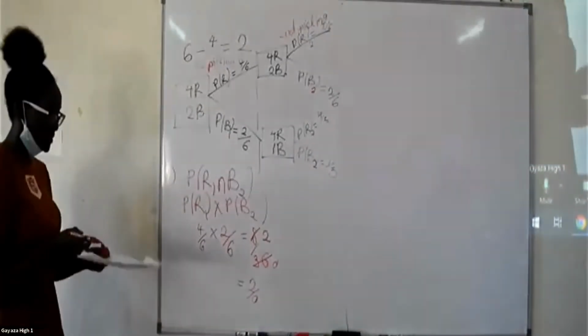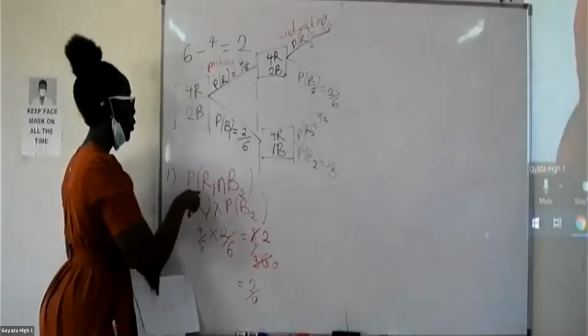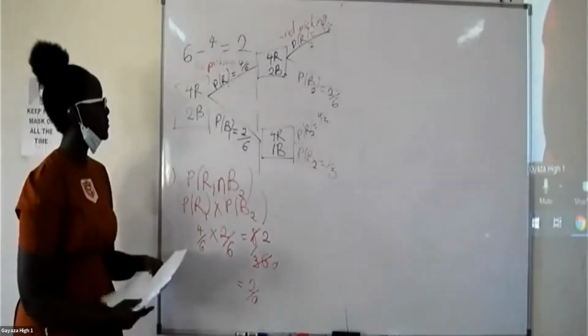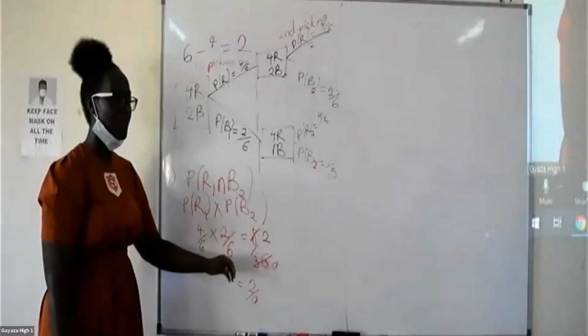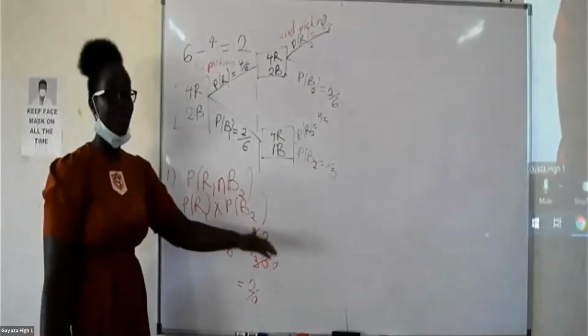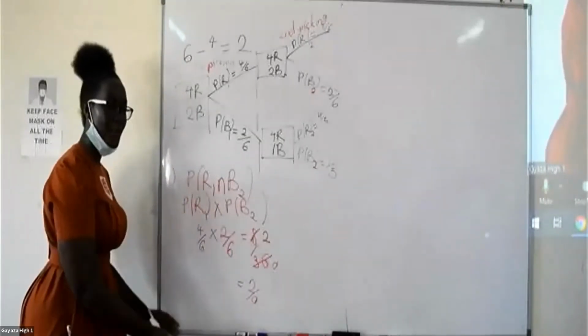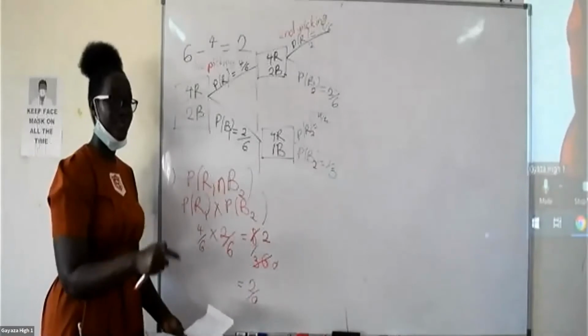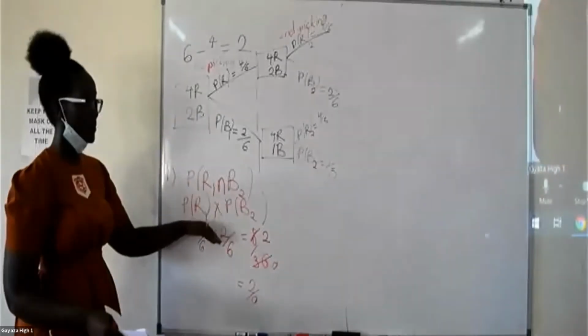And a question sometimes comes in and says, why do we multiply and not add? This is because they talked about 2 balls, meaning a red ball and a blue ball. When they say either a red or a blue, then that's when you're supposed to add. Here we are supposed to multiply.